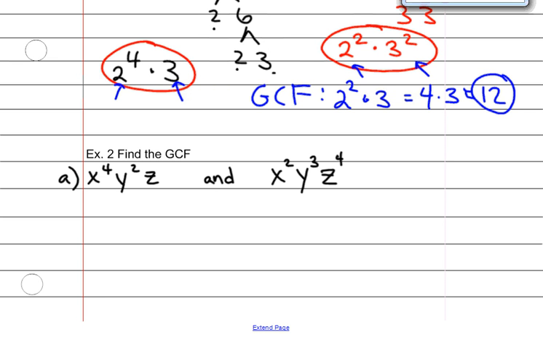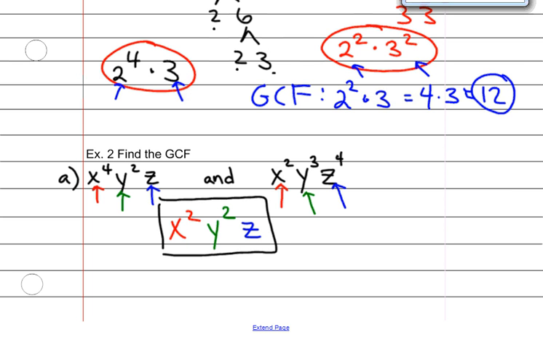If we start looking at just the x's, in the first one I have x to the 4th, and in the second one I have x squared. What they have in common would be 2 x's, so the x's would be x squared. Then if I move to the y's, in the first one I have y squared, the second one is y cubed. So what I have in common would be y squared. And then finally the z. I have 1 z over here and 4 z's over here, so I only have 1 z in common. So the GCF, the greatest common factor of these two expressions, is x squared y squared times z.